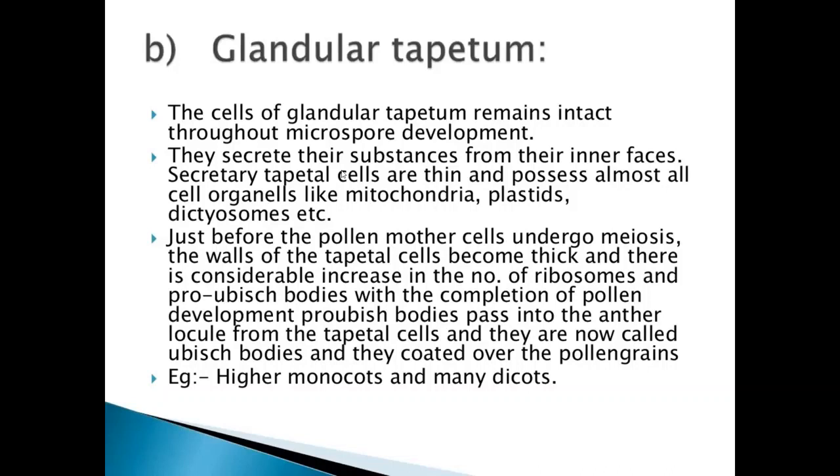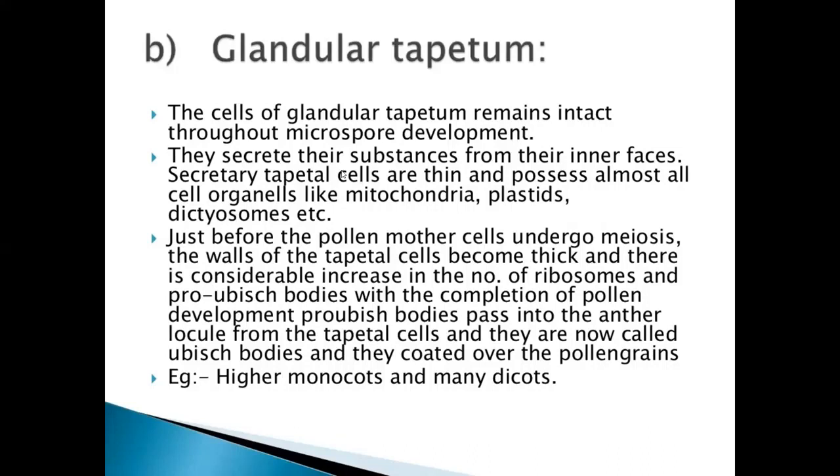Just before the pollen mother cells undergo the meiotic divisions, the walls of the tapetal cells become thick and there is a considerable increase in the number of ribosomes, and the pro-Ubisch bodies are also present. With the completion of the pollen development, the pro-Ubisch bodies pass into the anther locule from the tapetal cells and are now called Ubisch bodies. So Ubisch bodies are present in the glandular tapetum.